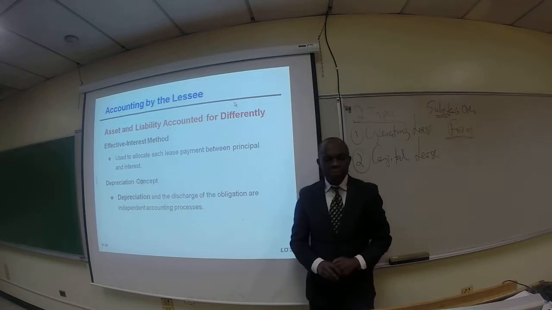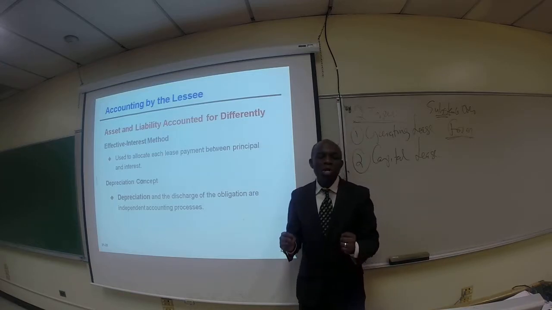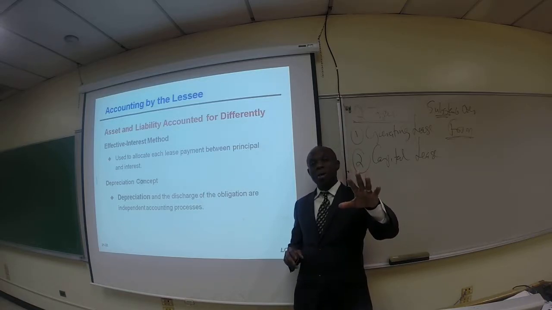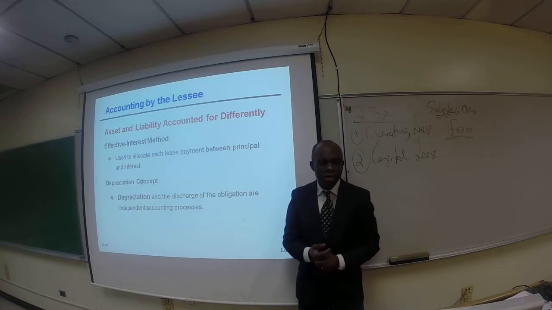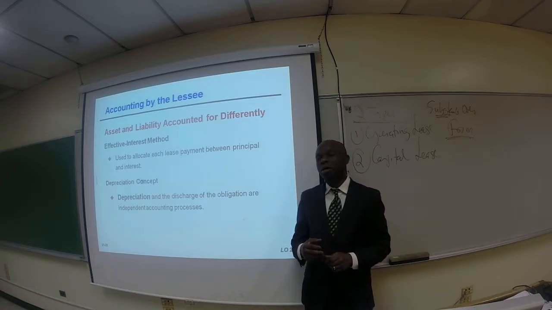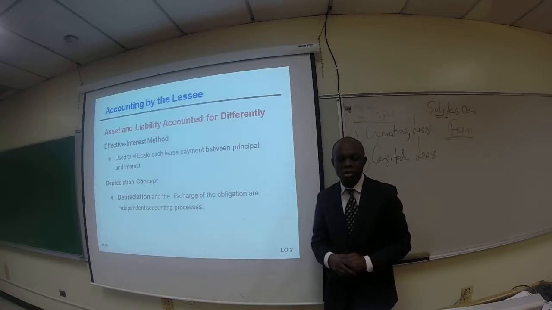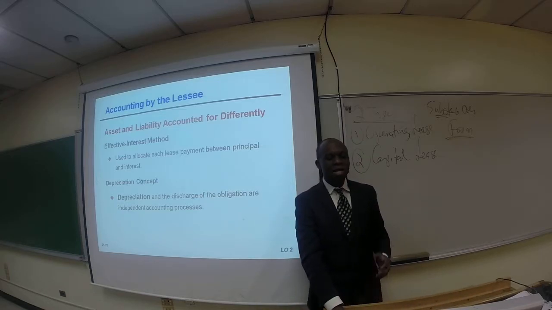Moving along, additional rules relative to assets and liabilities accounted for differently. Effective interest method. We use the effective interest method to allocate each lease payment between principal and interest. Remember in chapter 14 or 15, when we talked about bond accounting, we talked about two different methods of recognizing the interest component of the payment, or amortizing the discount or the premium. We said we either use the effective interest method or we use the straight line method. Here we are using the effective interest method, and we are going to explain that a little bit more in a minute.